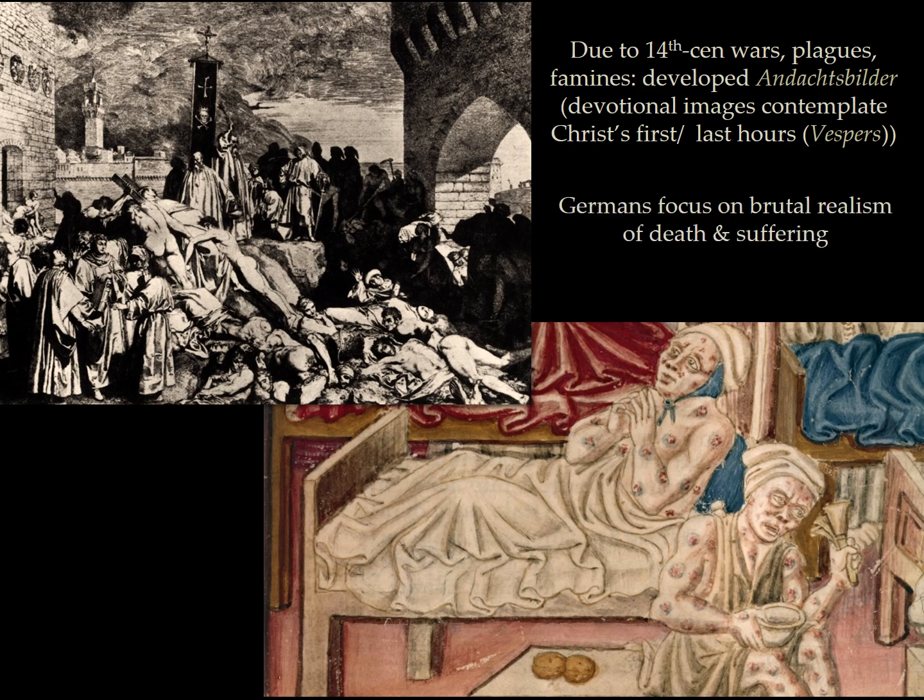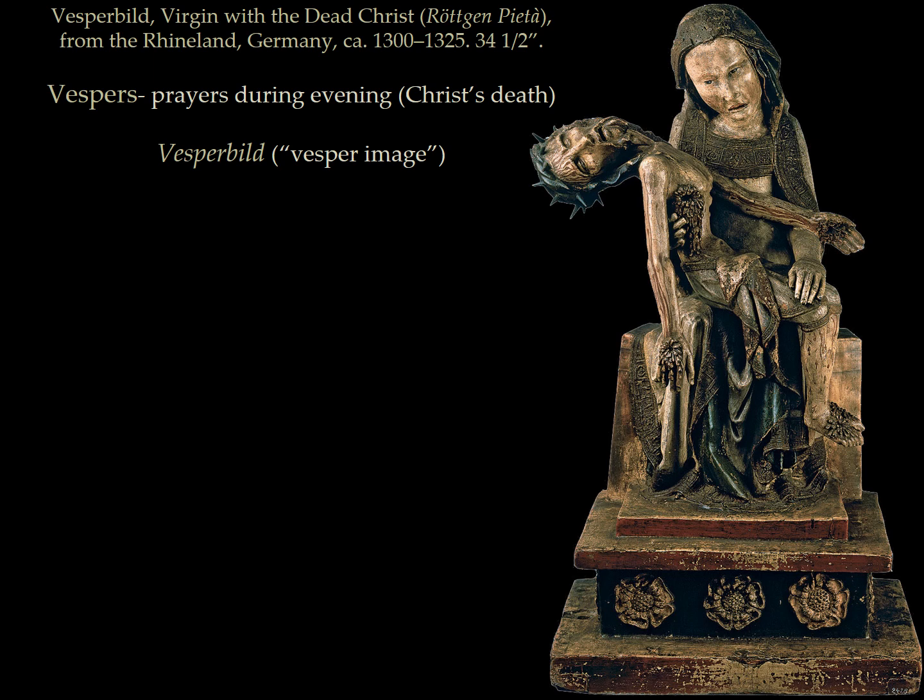Now, this is appropriately and specifically German in that we do not see anything akin to an Andachtsbilder in any other country in this period. So you find the Germans focus on this brutal realism that's trying to communicate empathetically the suffering and death of that time. So this gives rise to a certain type of Andachtsbilder. Bild is an image, for instance, in German, and that's going to be the Vesperbild. So Vespers is a prayer that you say in the evening that recalls Christ's death.